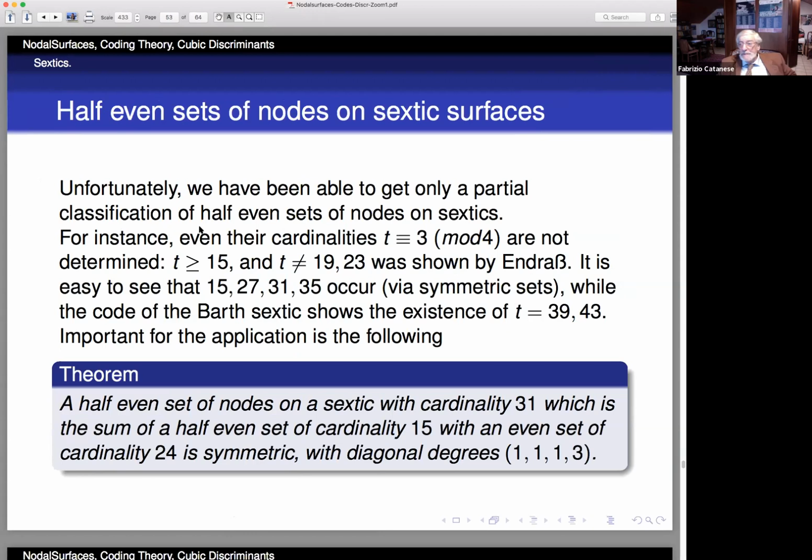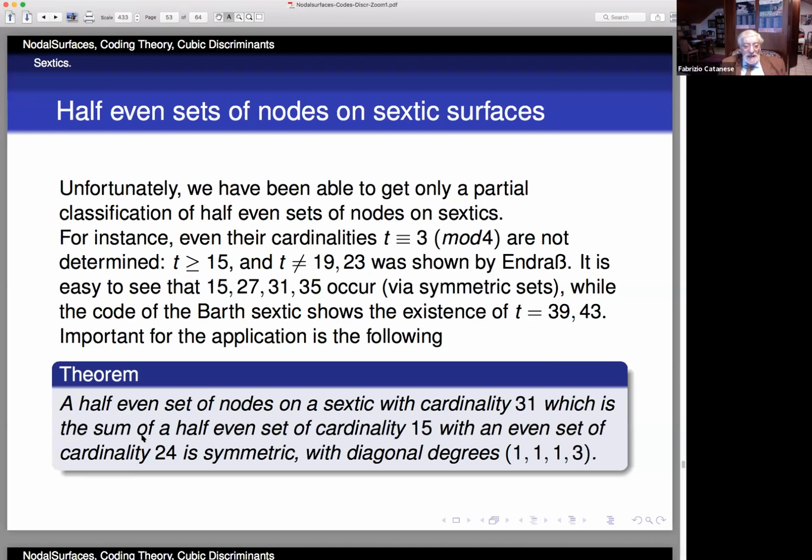And here, the situation, unfortunately, is that we could only find a partial classification of the half-even sets on sextics. And even their cardinalities are not determined. 15 occurs, 19, 23 do not occur, 27, 31, 35, 39, 43 occur, but we don't know whether 47 does.